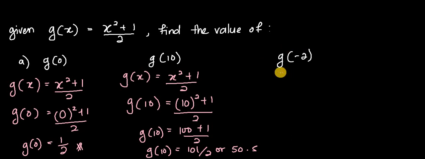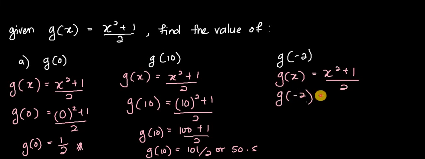Now here, g(-2). I have my equation g(x), which is x squared plus 1/2. So g(-2) means wherever there is x here, I'm going to substitute negative 2 inside. So (-2) squared plus 1/2.